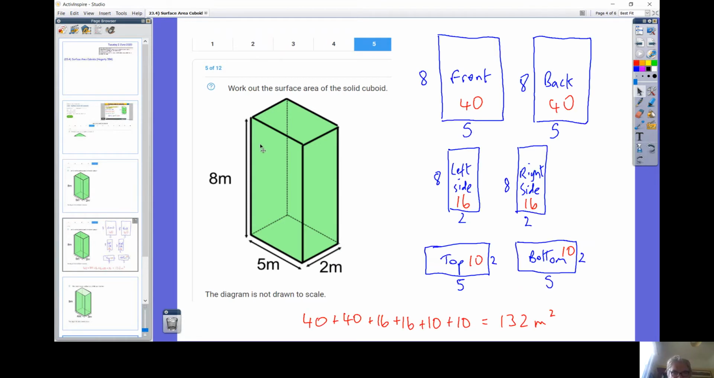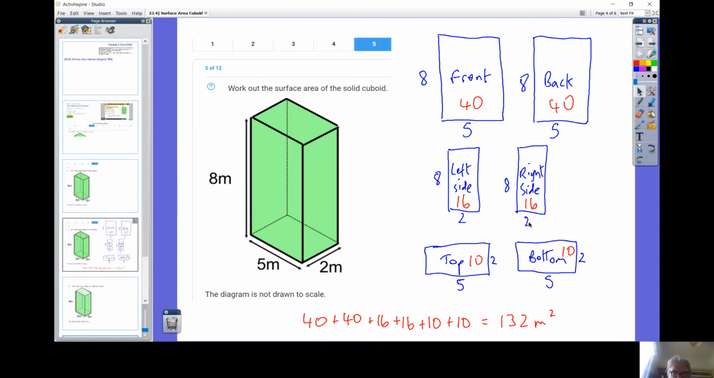So if we imagine the front, here's the front, that's got a base of 5 and a height of 8, and obviously the back would be the same surface, so there's the back. Now if you just imagine the 2 sides, here's the right hand side, that's got a base of 2 and a height of 8. Then obviously there's the left side over on the left.